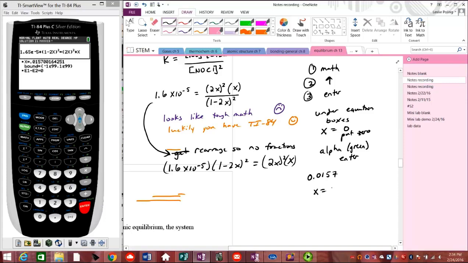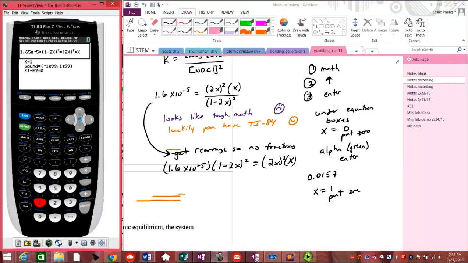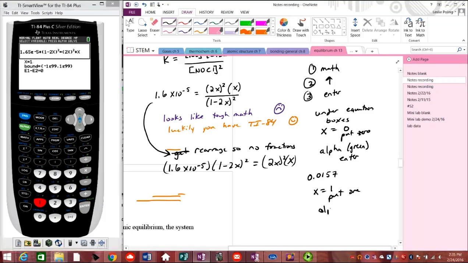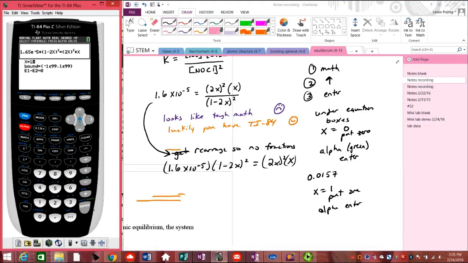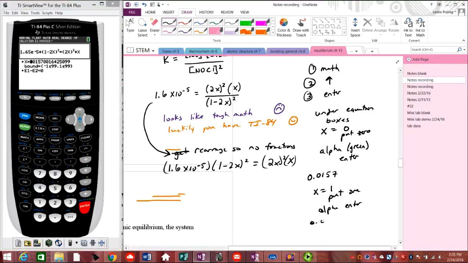Okay? Now, where x equals something, put a 1, and then do alpha enter all over again. Okay, and it gave us the same thing. So you know that this is your x value.